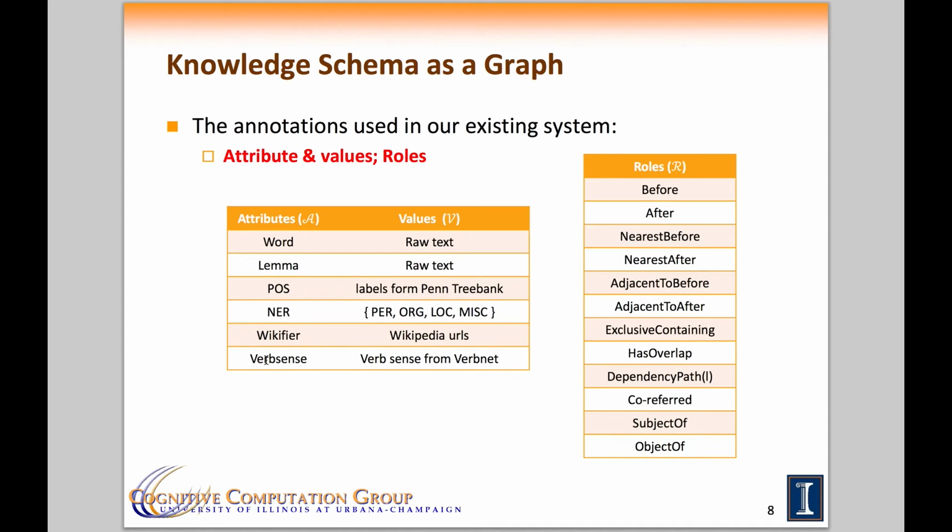Basically, for each verb that you discover, it has its unique sense. So you might have grow with multiple senses. One might have the meaning planting, the other one might have the meaning of growing up. And these are the possible values for roles: before, after, and so on. I will show more examples on these later on in the demo.